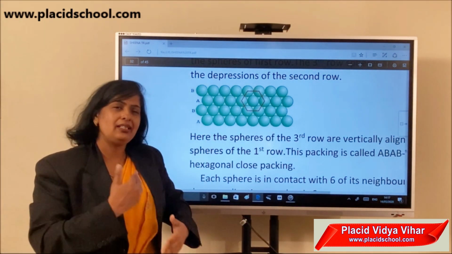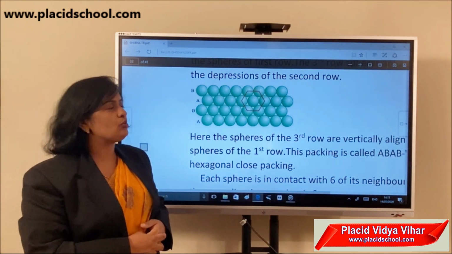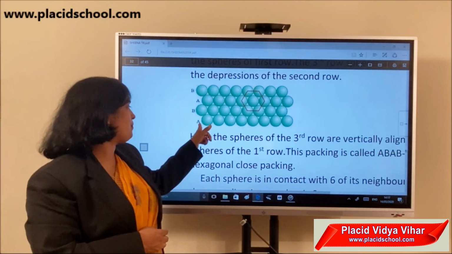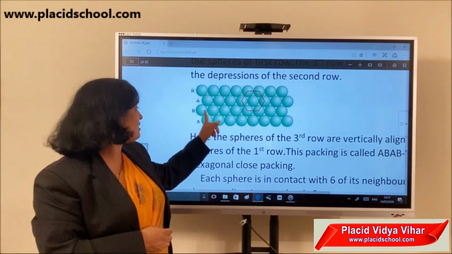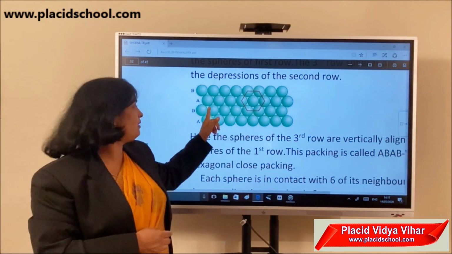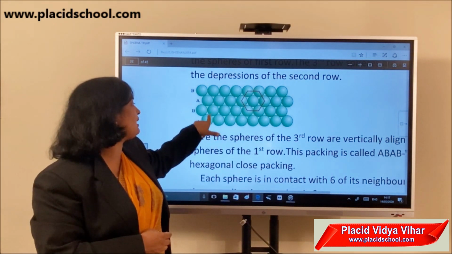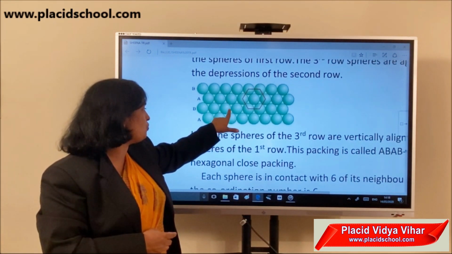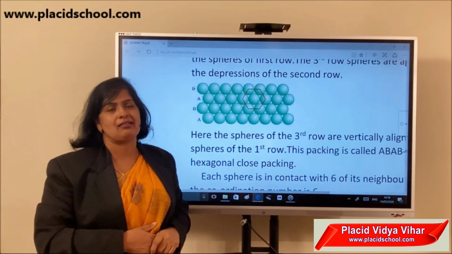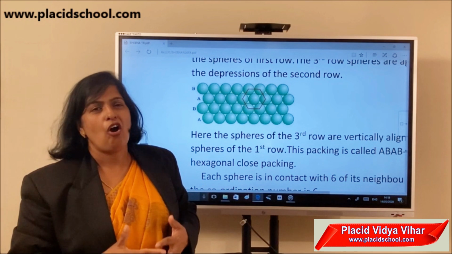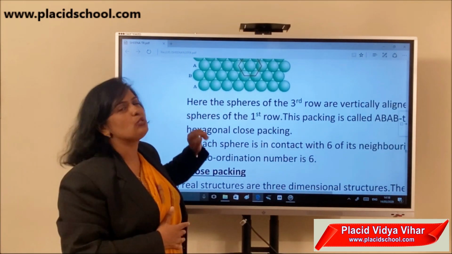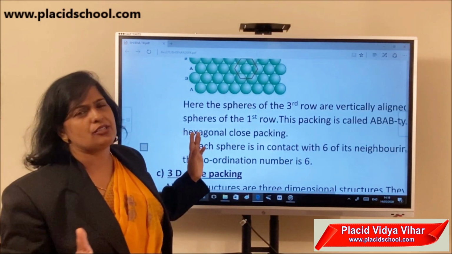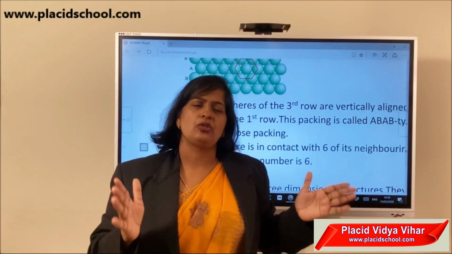This will lead to another type of two-dimensional close packing, which is called hexagonal close packing. If I represent the first layer with the letter A and the second layer with B, then the third layer will be exactly above A. Look, it is vertically aligned. And this pattern is called AB type pattern or hexagonal close packing structure. So you understood the two-dimensional close pack structures.